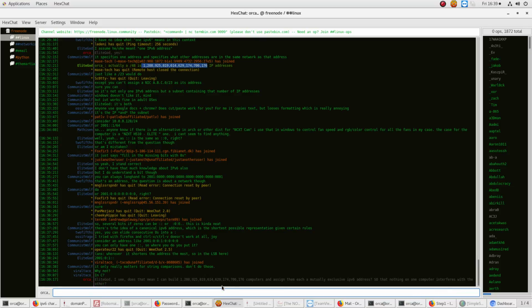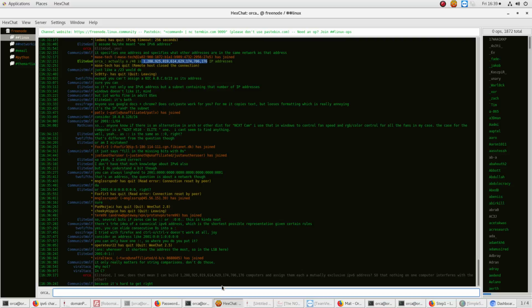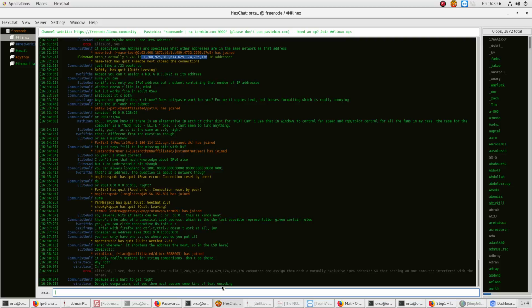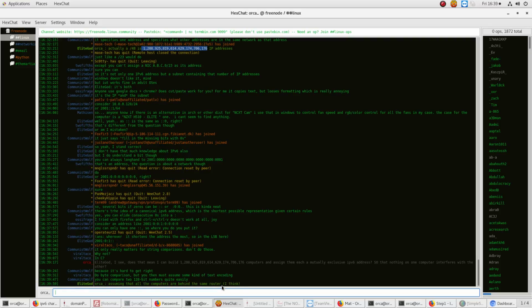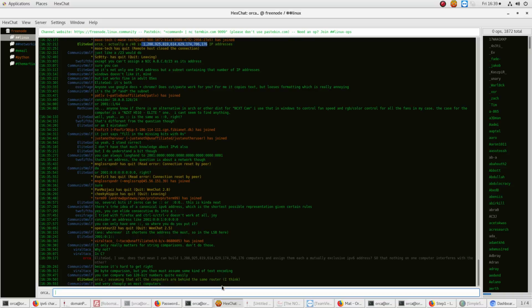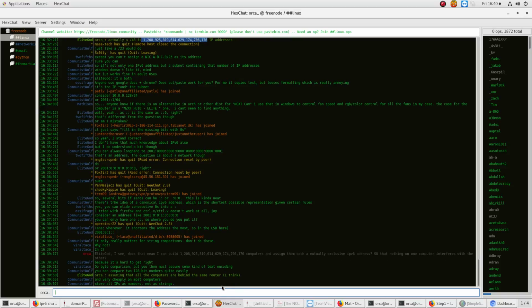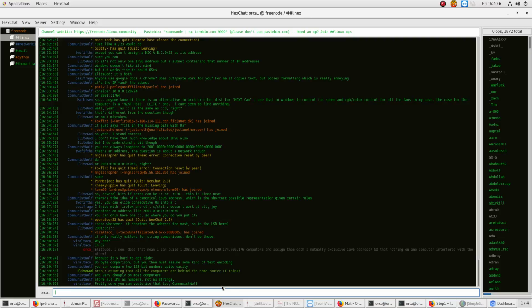Okay, boom. Said Elite God, I see. Does that mean I can build that many computers and assign them each a mutually exclusive IPv6 address so that nothing on one computer interferes with the other? The response is, assuming that all computers are behind the same router, I think.